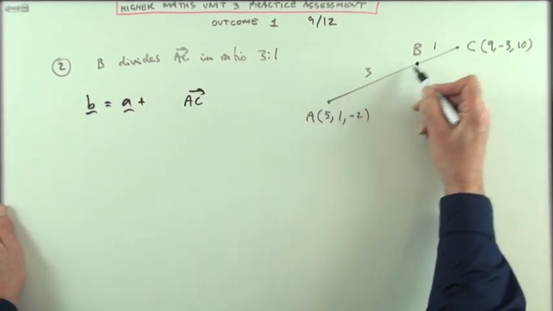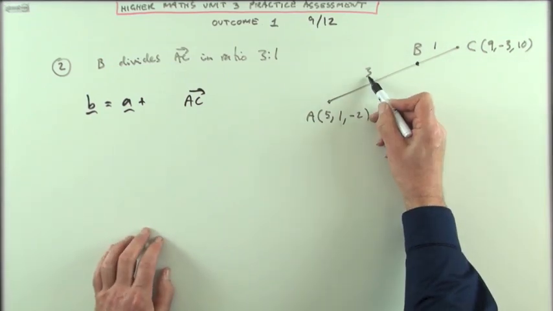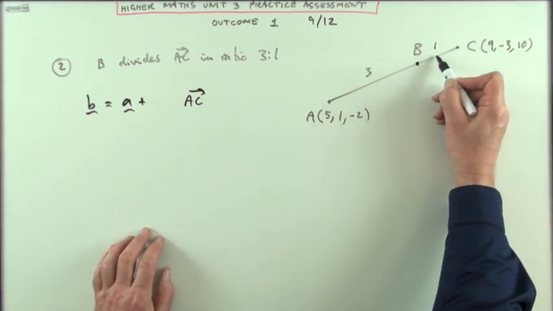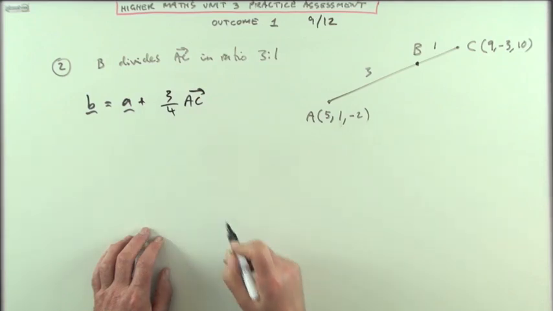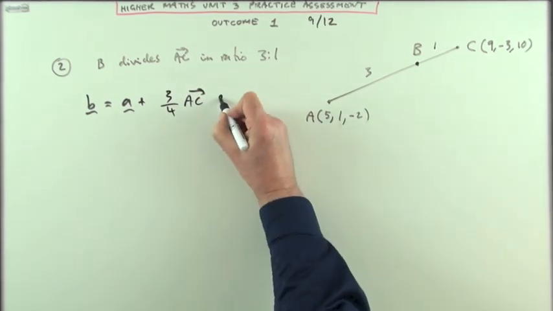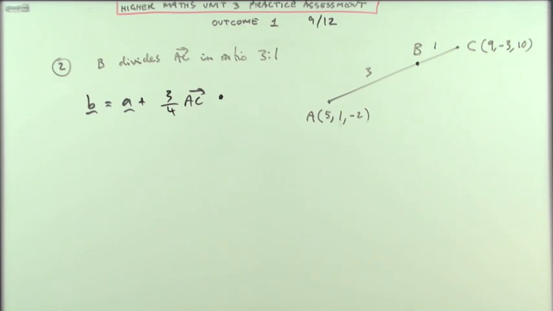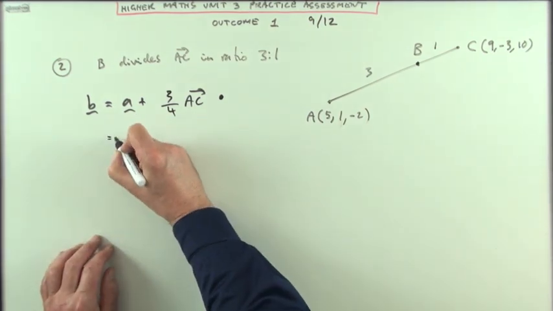B's along that route from A to C. It's 3 out of the 4 parts, 3 steps, 1 step, 4 steps. It's 3 steps out of the 4 steps, so it's 3 quarters of AC. That would be the equivalent first mark then, for that pathway, that vector statement. Then, putting the numbers in, what have we got?